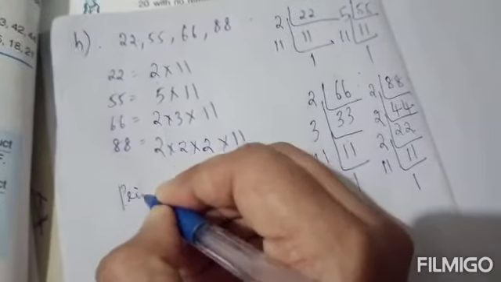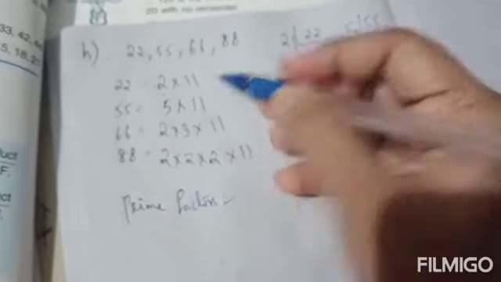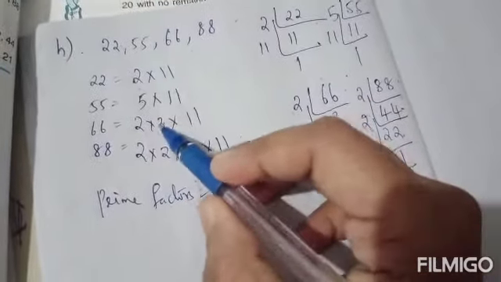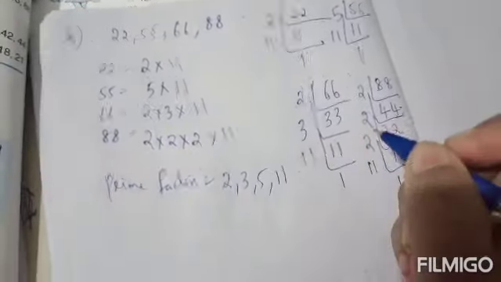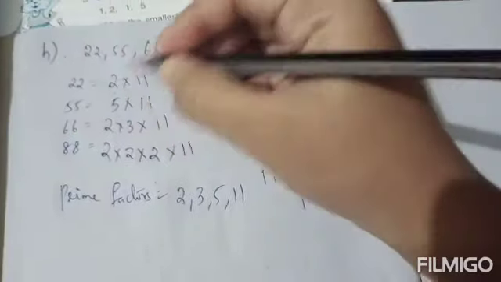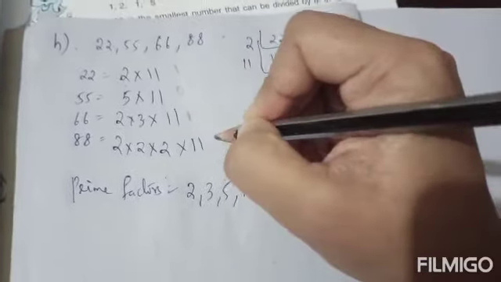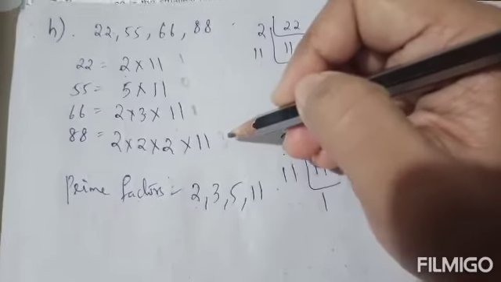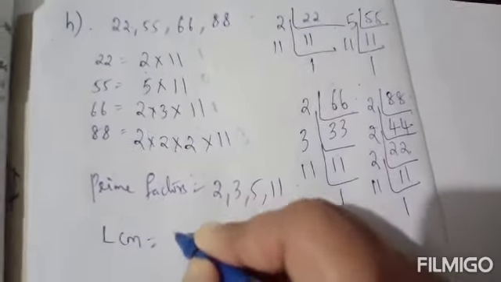So the prime factors used here are 2, 3, 5, 11. Okay, 2 is coming, 3 is coming, 5 is coming, 11 is coming. Now, first prime factor 2. 2 is coming 1 time here in 22, 1 time here, 0 times here, 1 time here, 3 times here. Okay, so which one will we take? The maximum number of times, that is 3. So in LCM 2 will come 3 times, 2 into 2 into 2.